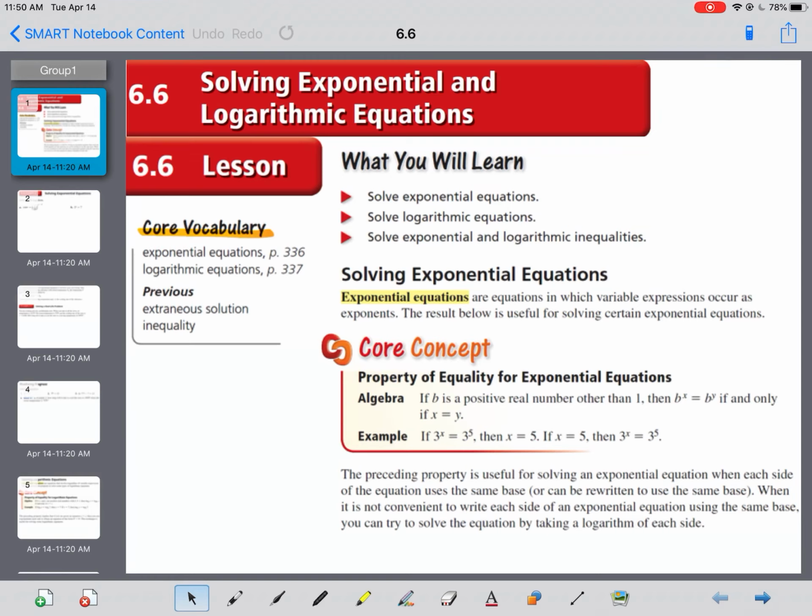Chapter 6.6, Solving Exponential and Logarithmic Equations. We're putting both kinds together, exponential and logs, because they are inverses. They undo each other. Add and subtract go together, multiply and divide, radical and exponent, and then exponential and log.